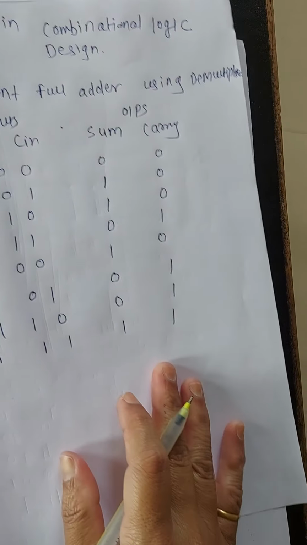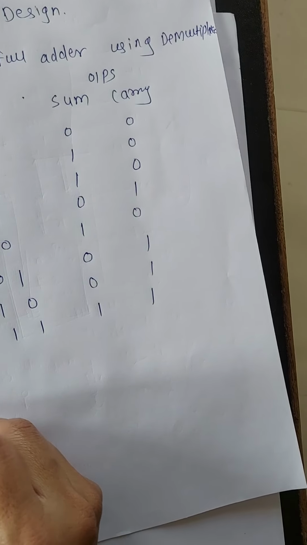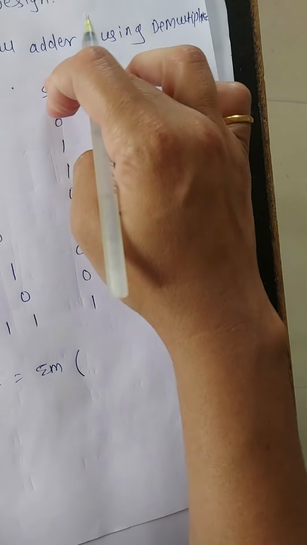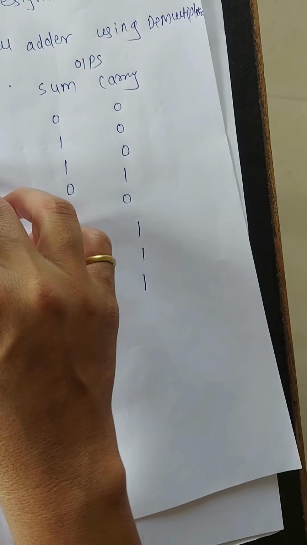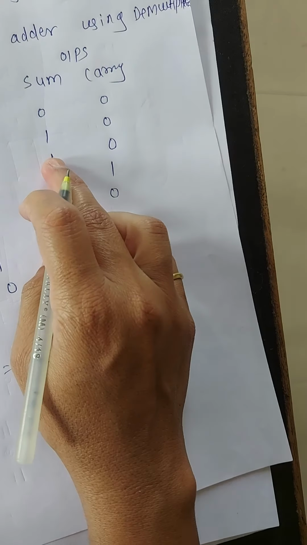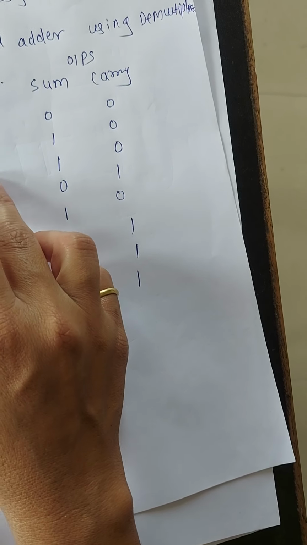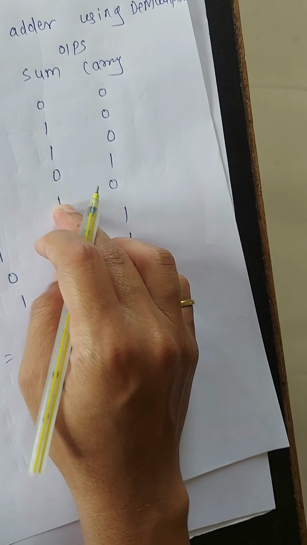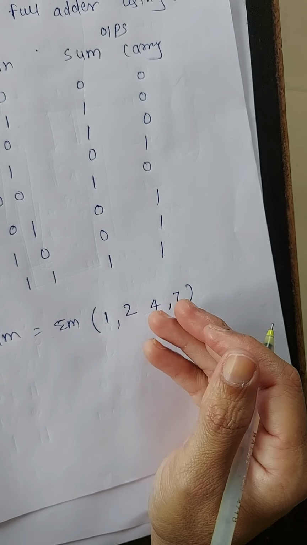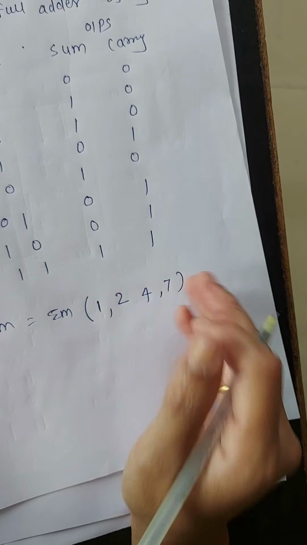Then we have to write the expression for the sum, that is a summation m. For the sum, from the truth table, wherever the sum is 1, that input we have to consider. Here the sum is 1 for 0 0 1, which means 1; 0 1 0 means 2; and 1 0 0 is 4. So the sum equation should get the outputs y1, y2, y4, y7.